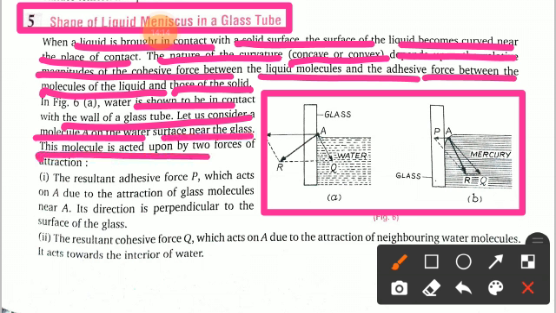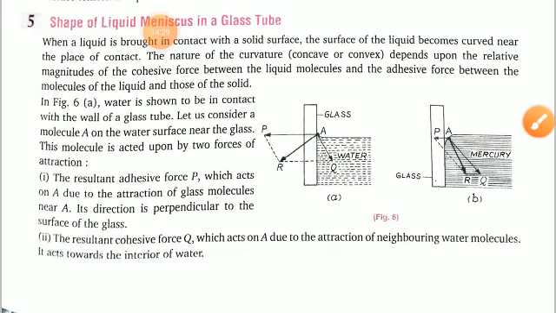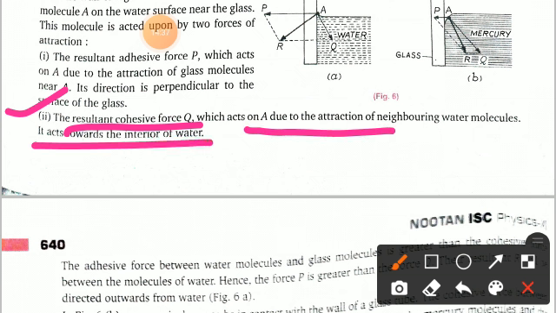This molecule is acted upon by two forces of attraction. The first one is the resultant adhesive force P, which acts on A due to the attraction of the glass molecules near A, and its direction is perpendicular to the surface of the glass. Now what is the second? The second one is the resultant cohesive force Q, which acts on A due to the attraction of neighboring water molecules and acts towards the interior of the water. Here you can see.